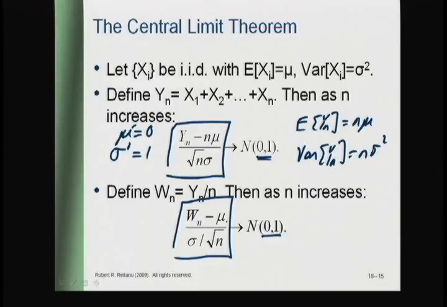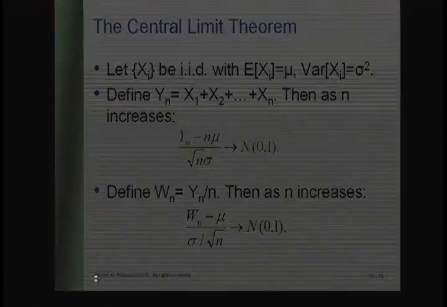So both statements are the same. Take a random variable, subtract its mean, divide by its standard deviation. That transformed random variable always has the moments indicated, 0 and 1. The important statement in both cases is that the distribution of those random variables becomes normal as n gets large.